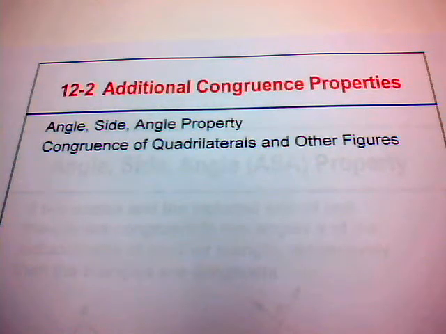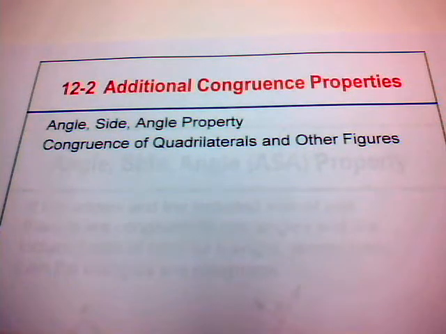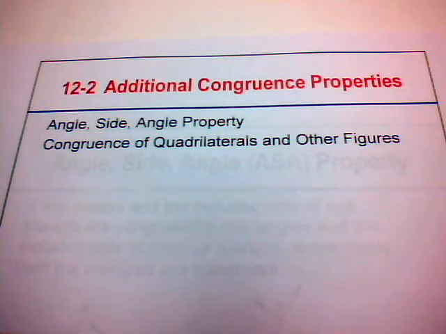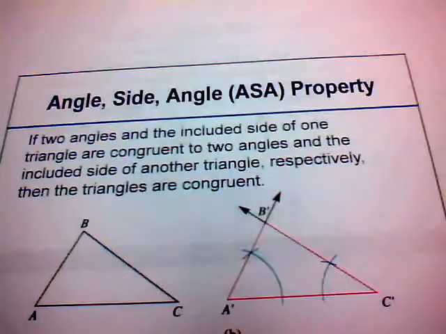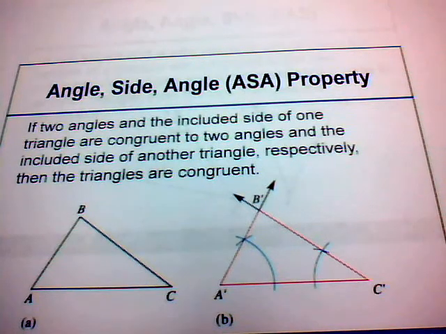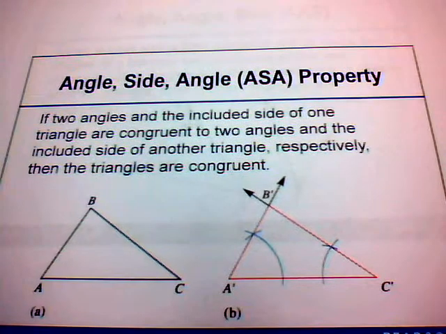In this video, we're going to be looking at additional congruence properties. We're going to talk about the angle side angle property, or the ASA property, and also congruence of quadrilaterals and other figures. Okay, we'll talk about the angle side angle property, or the ASA property.